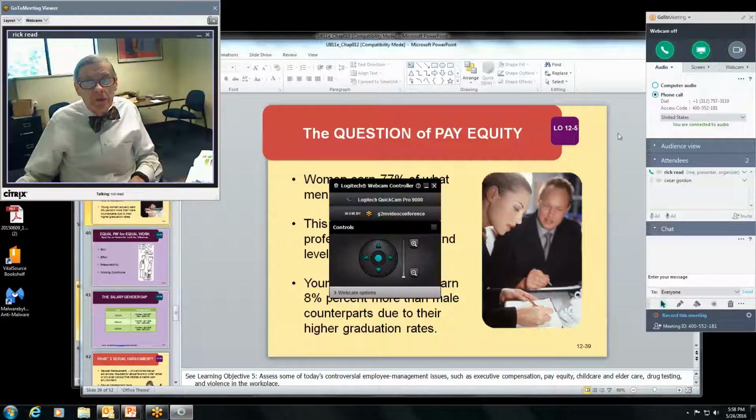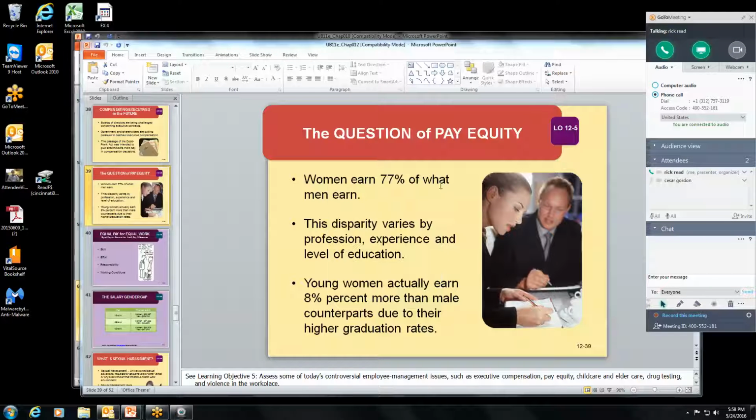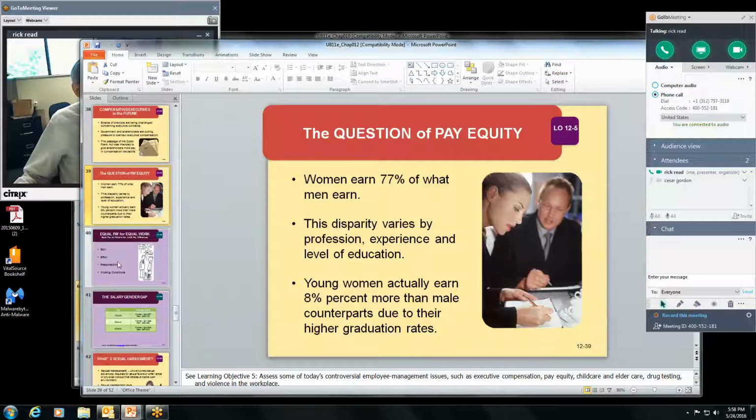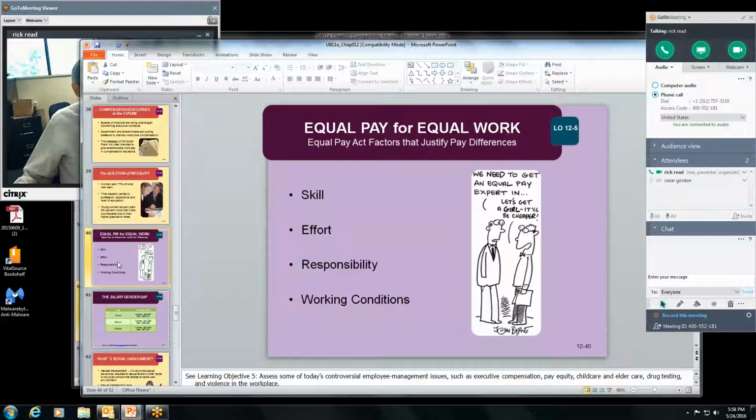Here's another one, pay equity. I think this is actually a little bit higher. I think women are around 80% of what a man earns today. That doesn't make it right. We need to think about that and make sure that we do whatever it is we need to do to make sure that pay is equitable. If you're doing the same job, you ought to be paid the same rate. And this is what it should be based on: skill, effort, responsibility, etc.